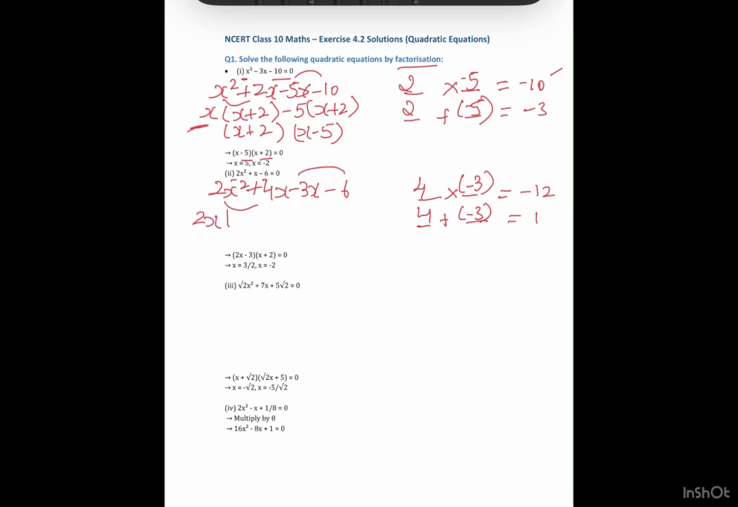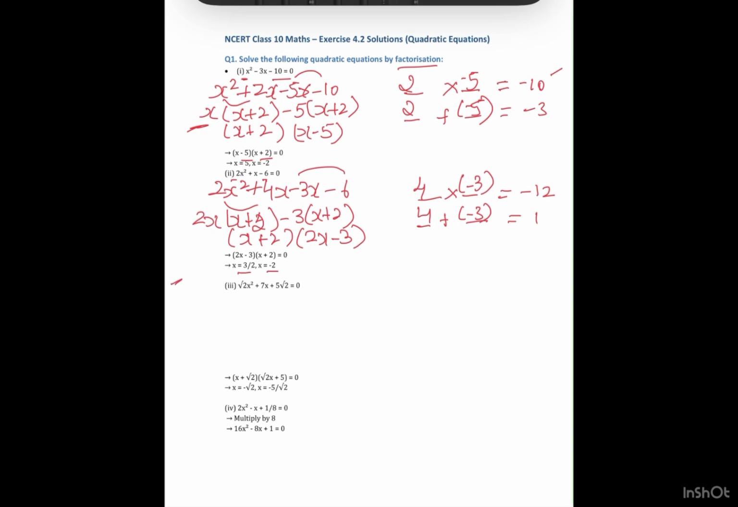From the first two, 2x is common. So in the bracket, I'm left with x plus 2. From the last two, minus 3 is common. So again in the bracket, I'm left with x plus 2. Now x plus 2 bracket is common. I'm left with 2x minus 3. On equating it with 0, either the value of x would be 3 upon 2 or the value of x would be minus 2.